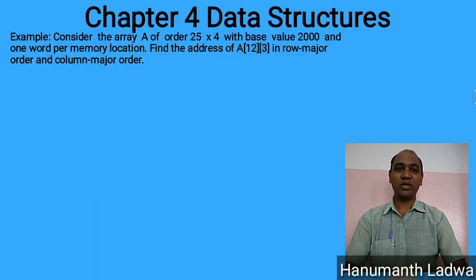Now let us continue with one example. Consider the array A of order 25 into 4. So here 25 represents m and 4 represents n, that is row and column, with base value 2000. So 2000 is the address of the first block and 1 word per memory location. So w represents 1. Find the address of A of 12, 3, that is 12th row and the 3rd column, in row major order and column major order. So let us see the solution.